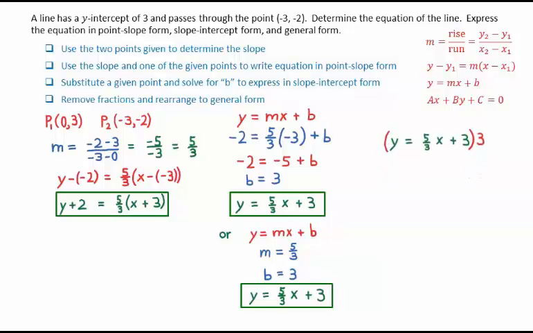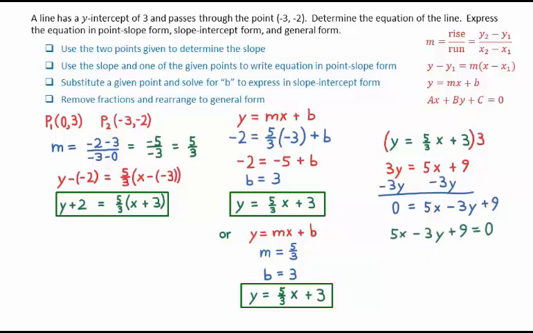For general form, we can start from slope-intercept form. Multiplying both sides of the equation by 3, we can remove the fraction. This results in 3y equals 5x plus 9. Then, subtracting 3y from both sides gives 0 equals 5x minus 3y plus 9. Or 5x minus 3y plus 9 equals 0 as our equation in general form.